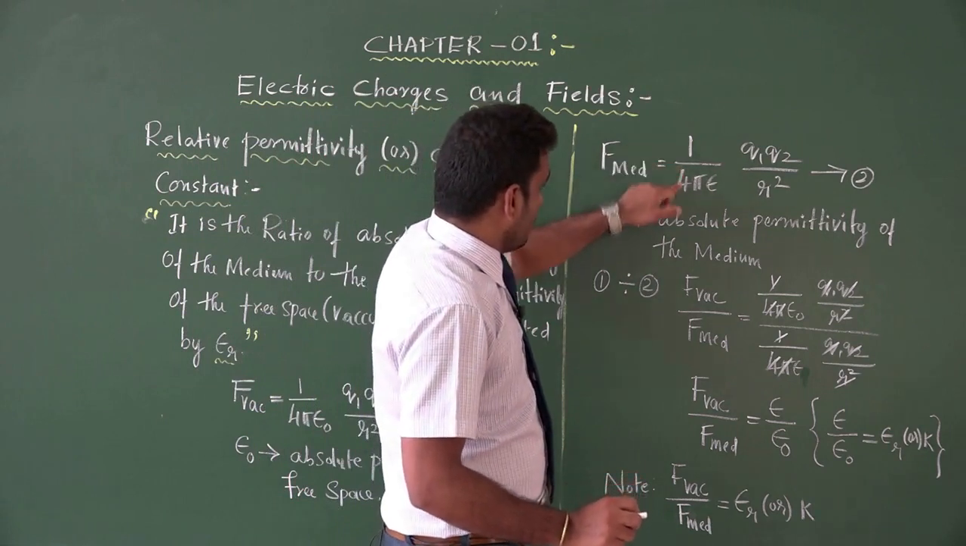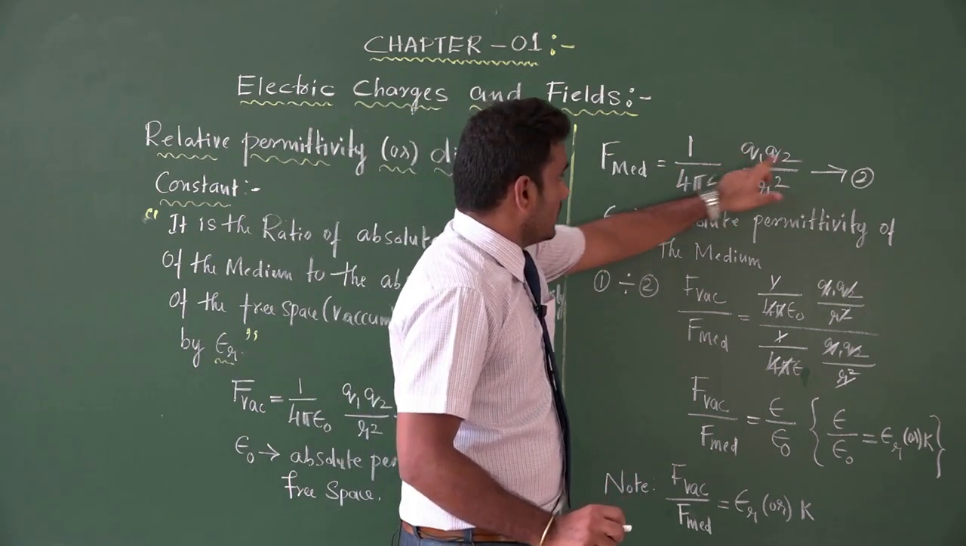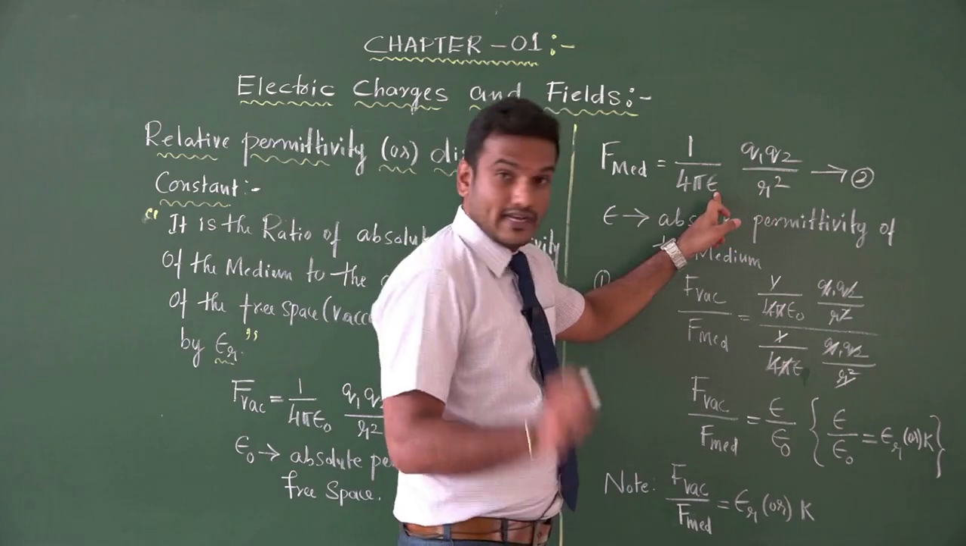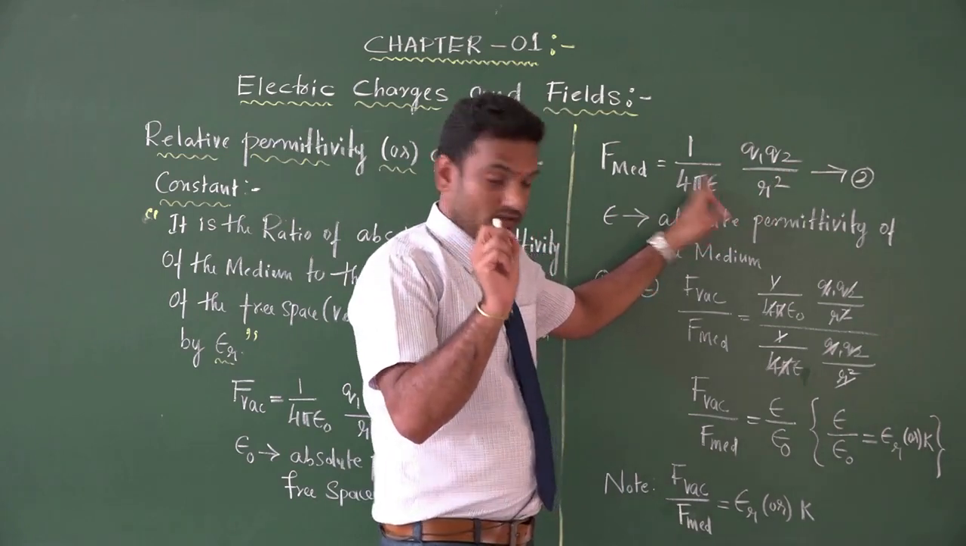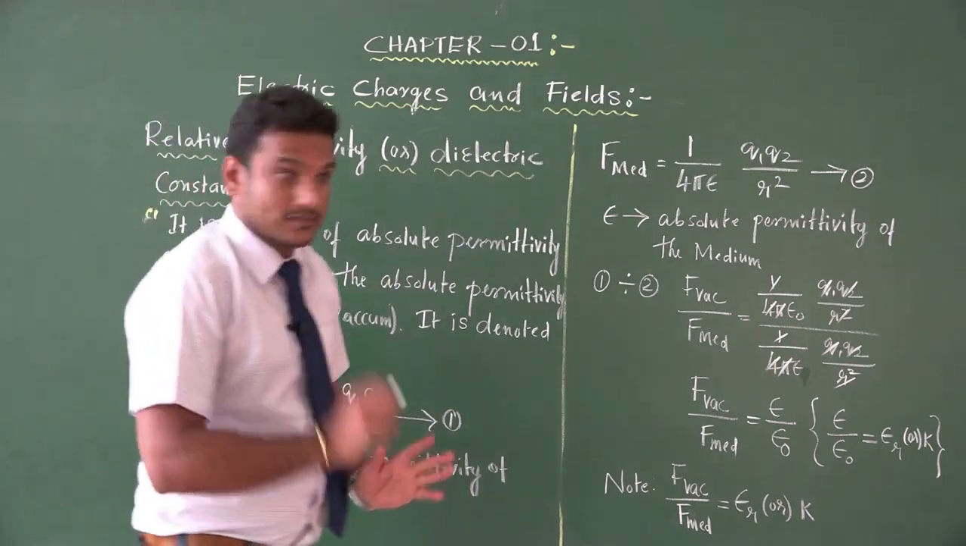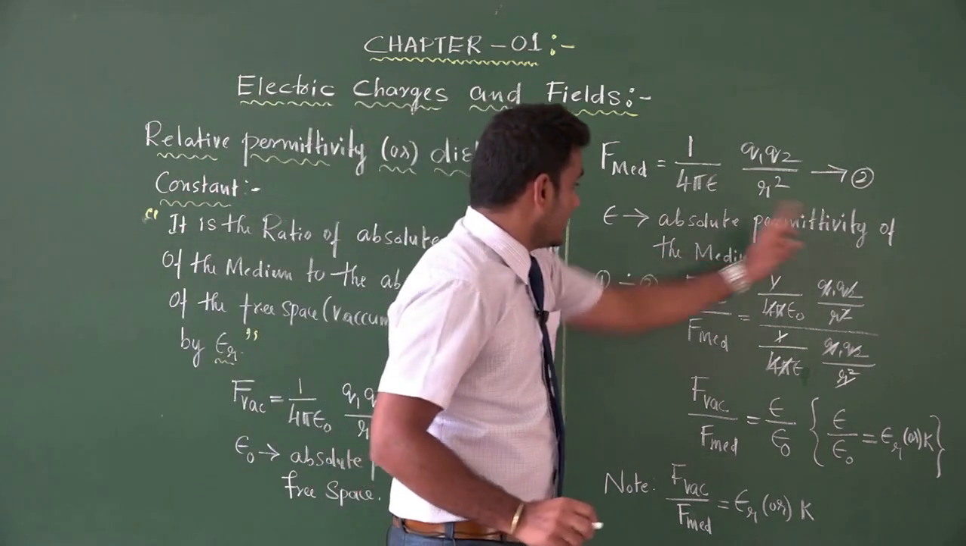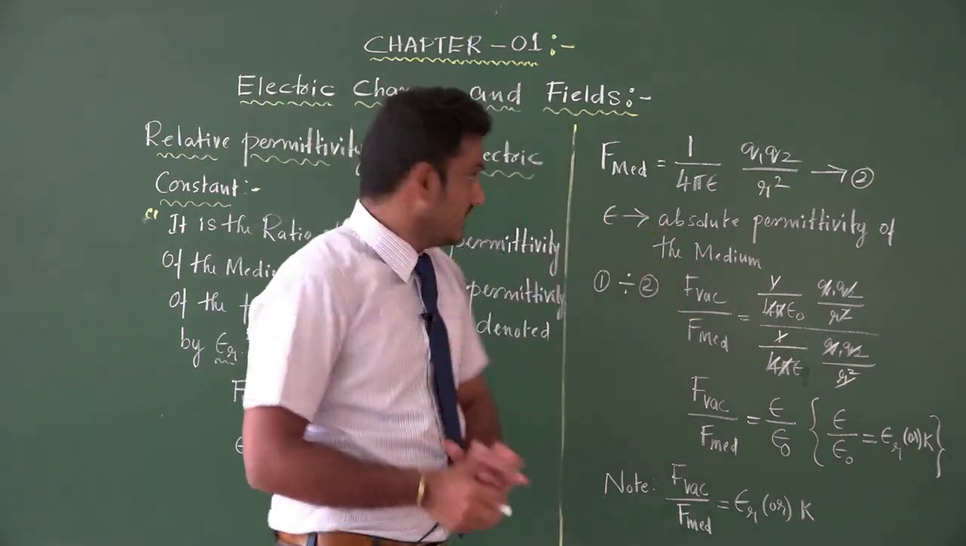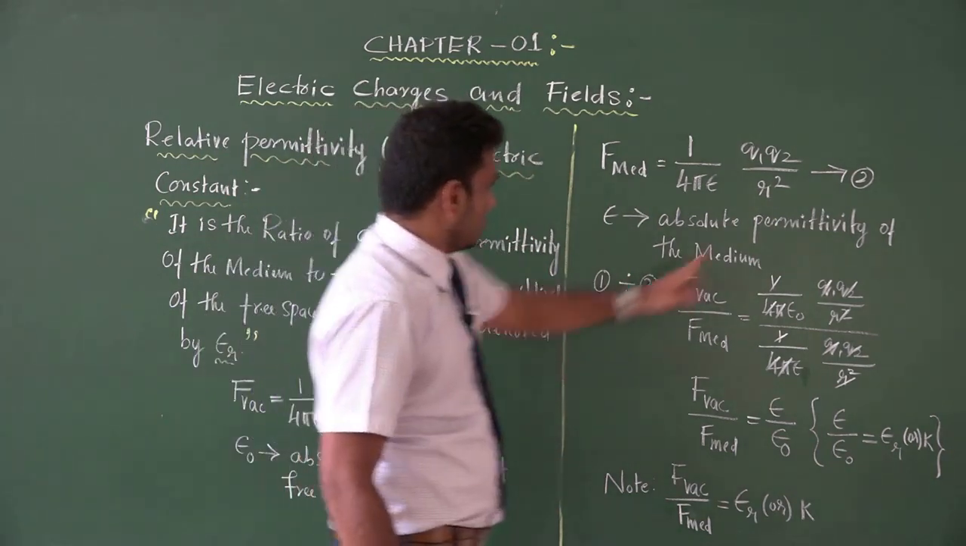According to Coulomb's law, F medium is 1 over 4 pi epsilon times q1 q2 divided by r squared. Here I did not write epsilon naught. Why? Because epsilon naught is the absolute permittivity of free space, and here epsilon is the absolute permittivity of the given medium. This is equation number 1, equation number 2.